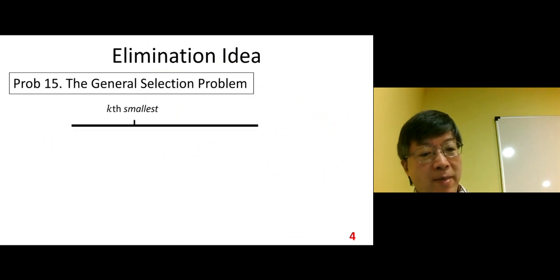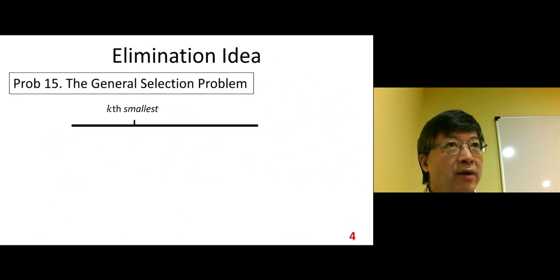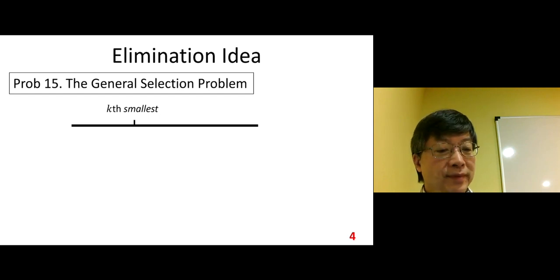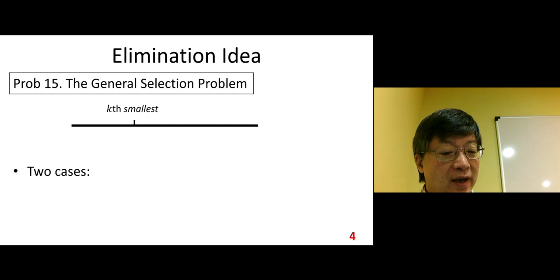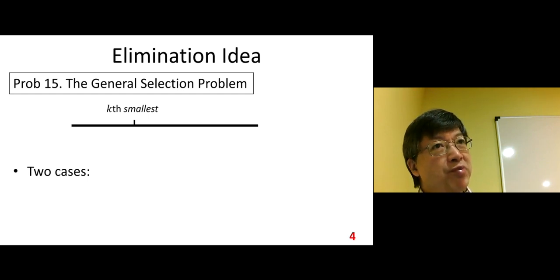Let me draw a diagram. So in this diagram, suppose we need to find the kth smallest element. So we have two cases here. Let's view this problem in two different ways.